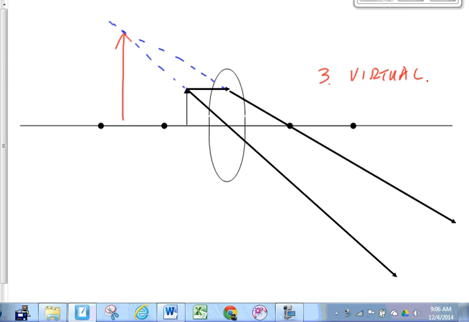Two other characteristics. What's one of them, Emma? Good, it's larger. Quite a bit larger. Looks like more than twice as big in this case. Although how much larger it is depends upon exactly where the object is placed. Okay, what's the third characteristic, the one that we haven't given yet, Caitlin?